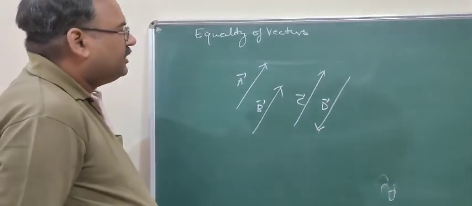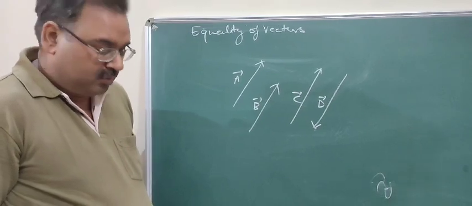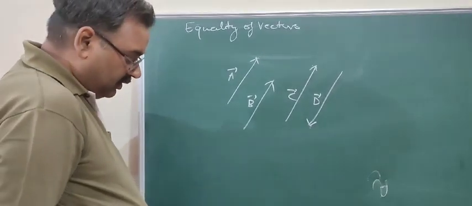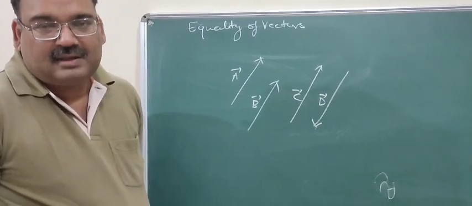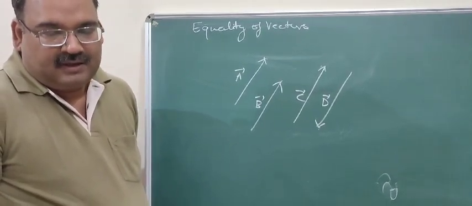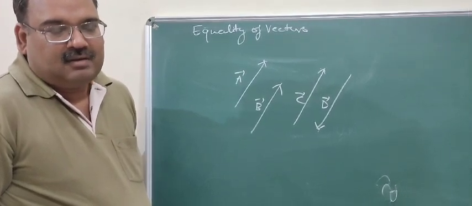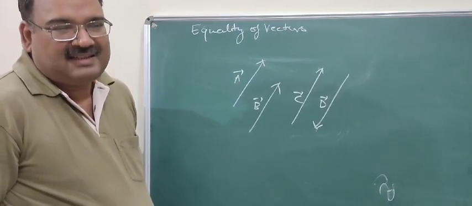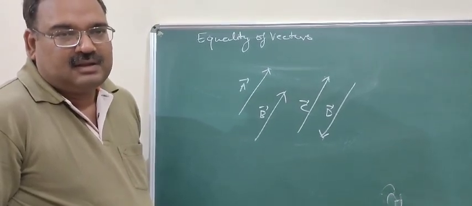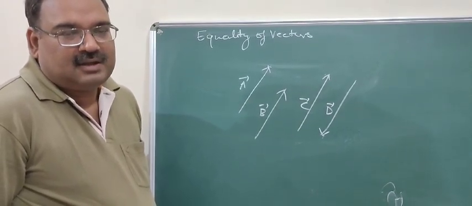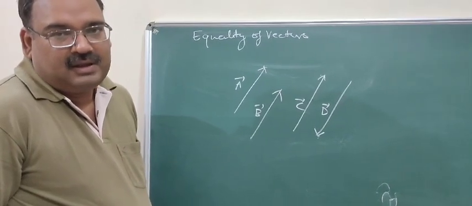The next property is equality of vectors, or equal vectors. Two or more vectors are said to be equal if they are equal in their magnitude and are in the same direction. If both the magnitude and the direction are equal, or the magnitude of two vectors is the same and the direction is also the same, then the vectors are said to be equal vectors.